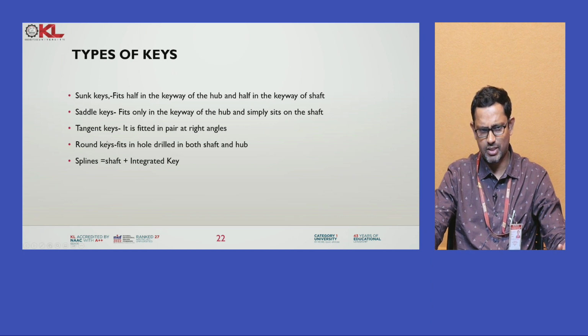Coming to the round keys, they fit in a hole drilled both in the shaft and hub. That means in order to connect your shaft and hub, one hole will be drilled, and using that hole these round keys connect your shaft as well as the hub. Splines are nothing but shaft plus integral key. That means the key will also be there on the periphery of the shaft itself. Such shafts we call splines. So a spline is nothing but a shaft plus an integrated key.